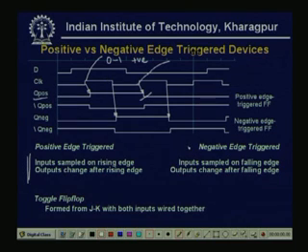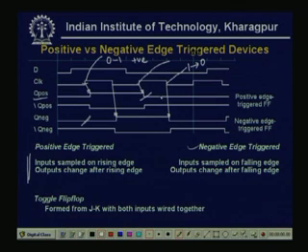Now, if it is negative edge triggered, the input is sampled on the falling edge, say here, this is a falling edge, meaning the clock goes from 1 to 0. For the negative edge triggered one, see here it is not changing. Even when the clock changes from 0 to 1 here, and here, the output has not changed, because it is not a negative edge.